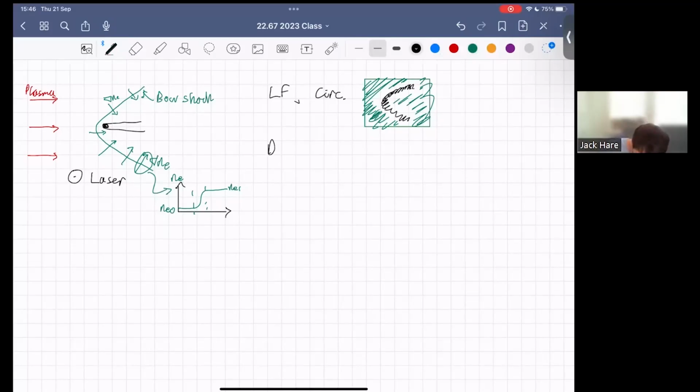And if you did this with a dark field circular aperture, then you'd have the opposite. You'd have complete darkness, and you would just have a region where the bow shock shows up very nicely like this. And so this is actually typically what we use for shock measurements, is dark field circular aperture.